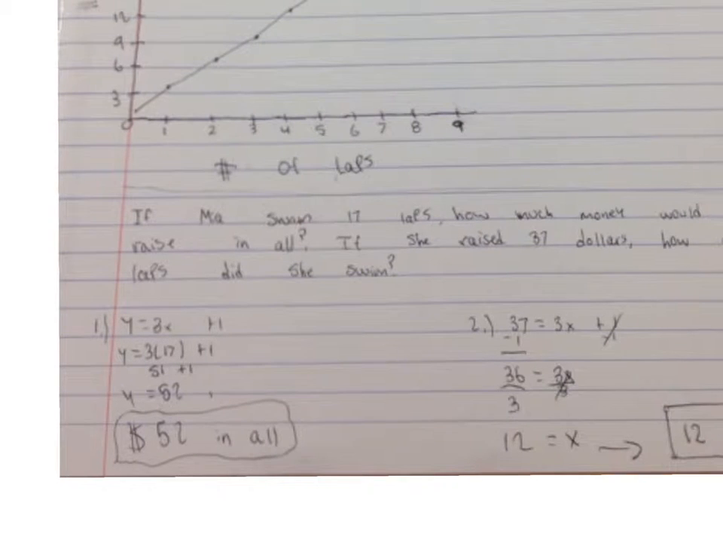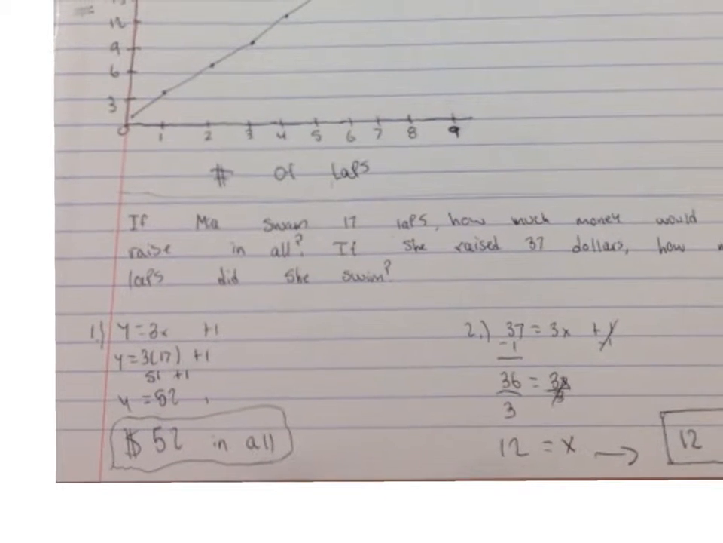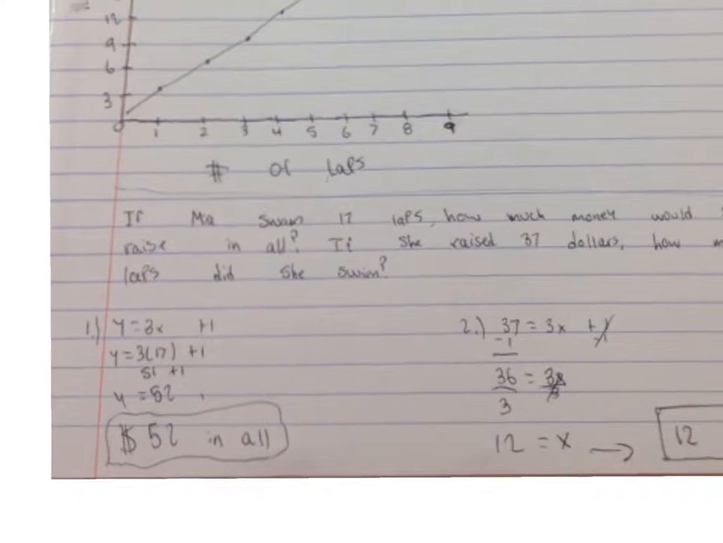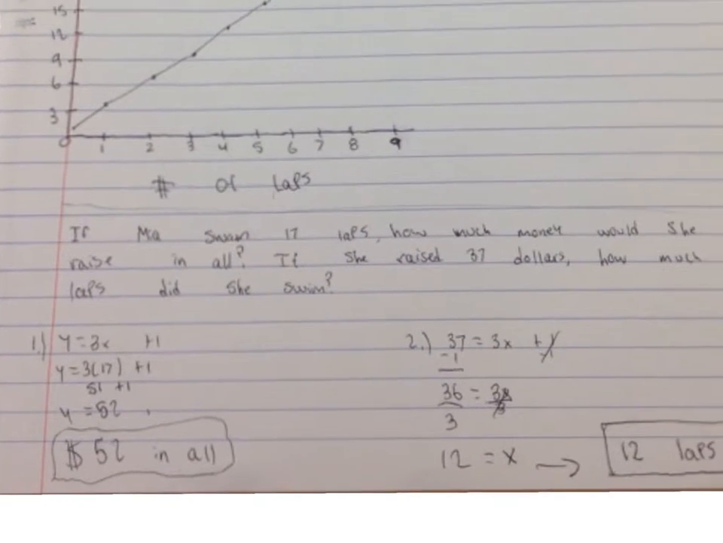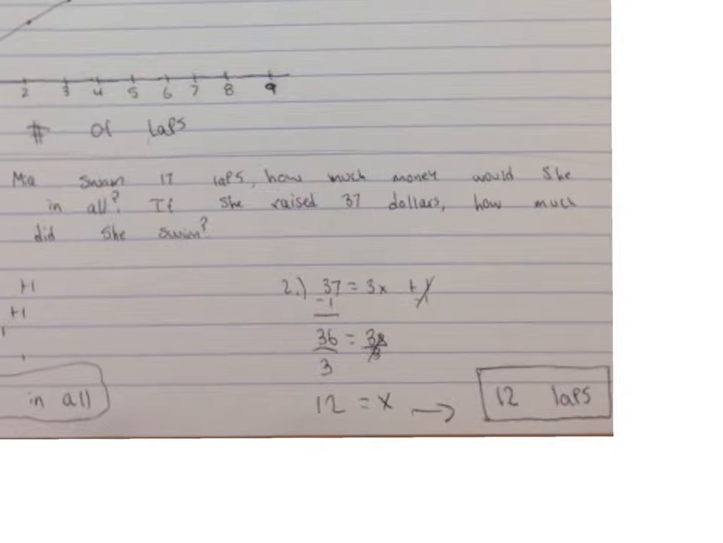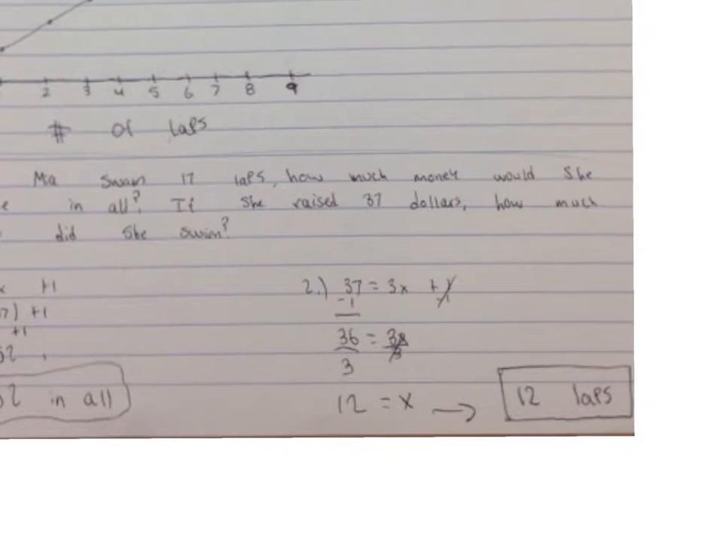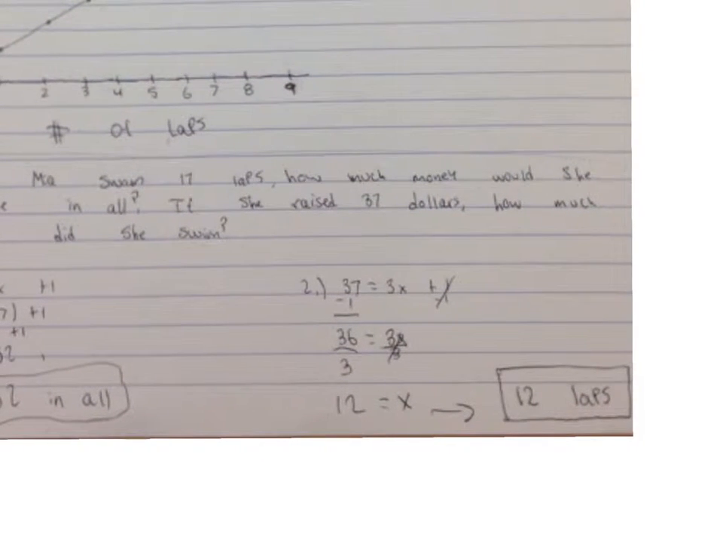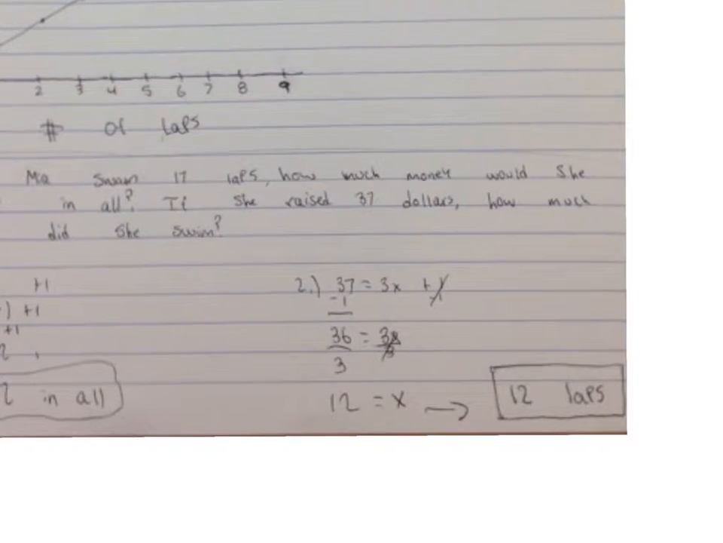For the first one, I plugged in 17 for x and did 17 times 3 to get 51, plus 1 as the initial value, to get $52 in all. For number 2, I did the equation and then did minus 1 to get 36 from 37, and then 36 divided by 3 to get 12 laps.